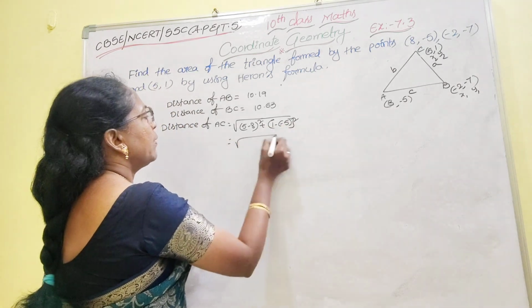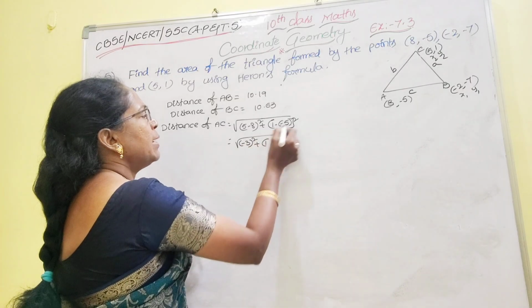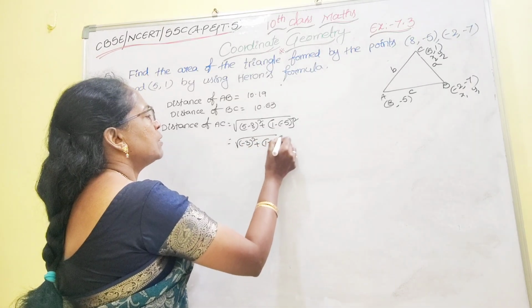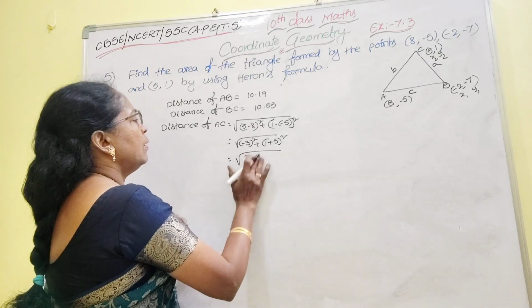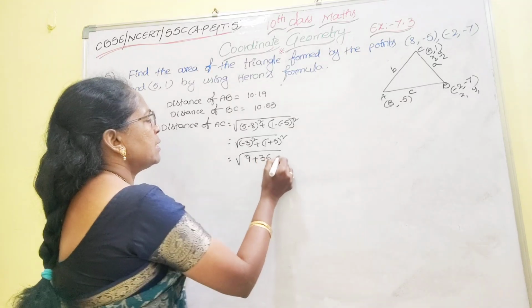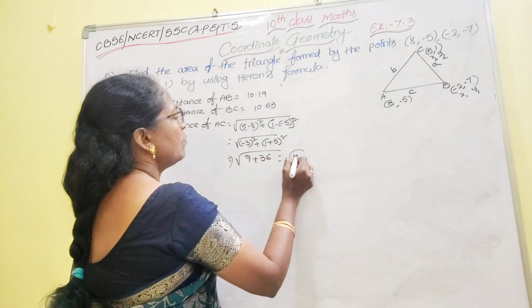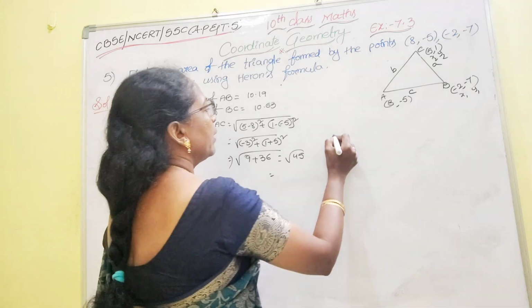That equals the square root of (minus 3) whole square plus (1 minus minus is plus 5) whole square. That equals the square root of 3 square is 9 plus 6 square equals 36. That equals the square root of 45. How can you calculate this value?